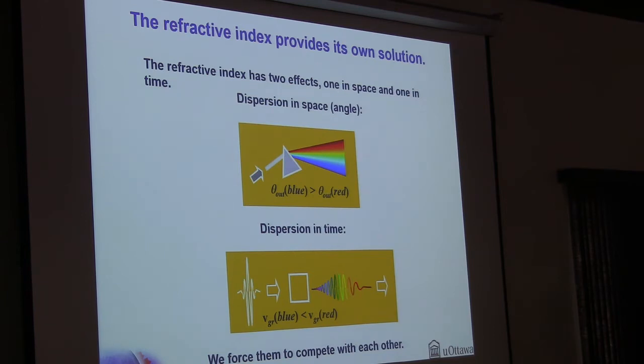And so, although it took 20 years to discover this from the beginning of mode locking, and people worried about how to get around the problems of pulse dispersion, it turns out it's quite straightforward. You try to get dispersion in space to compensate for dispersion in time.